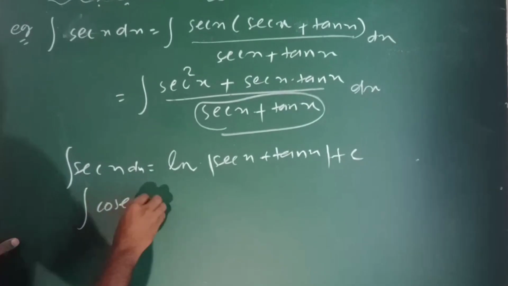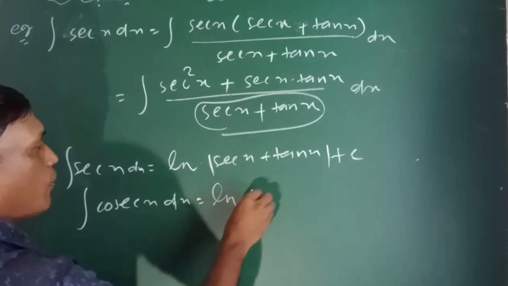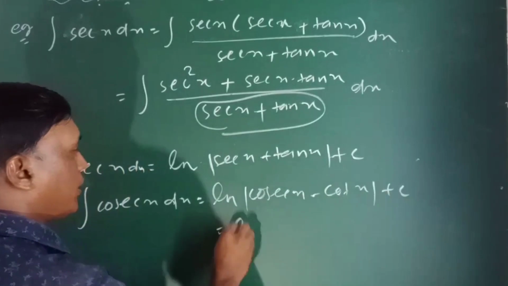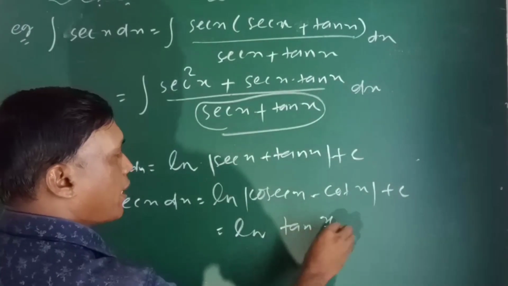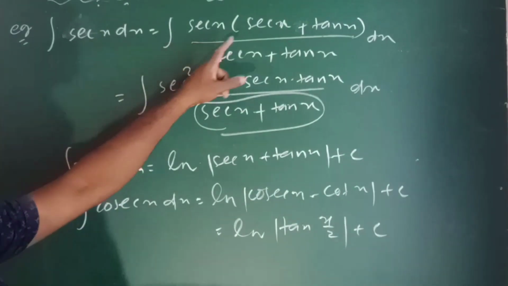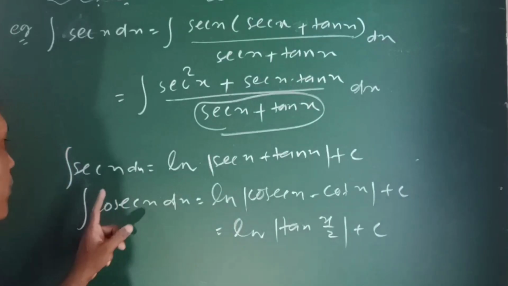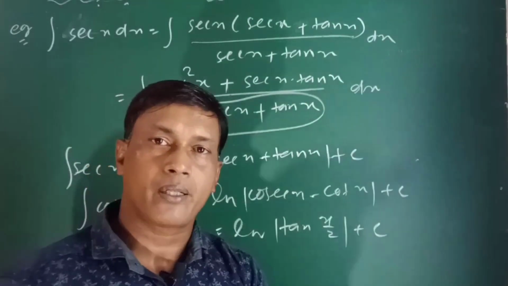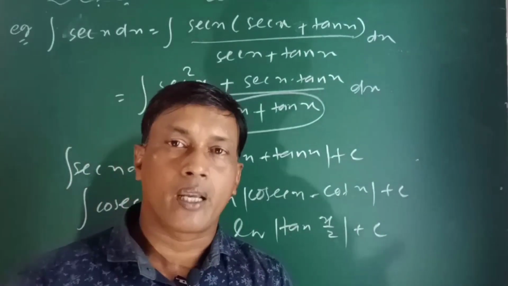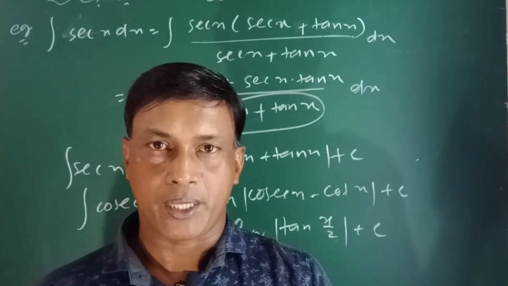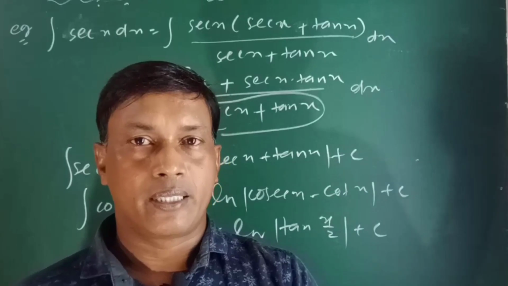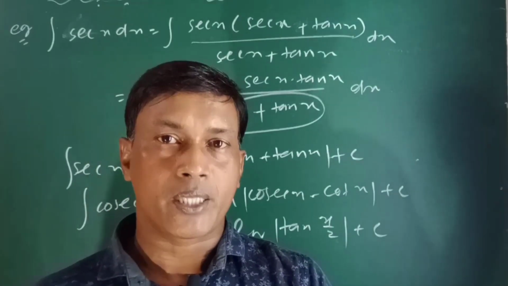Similarly, you can find that the integration of cosec x is ln of cosec x minus cot x plus c, or this is also ln tan x by 2 plus c. That means for sec x you multiply and divide by sec plus tan, but in case of cosec x you have to multiply and divide by cosec minus cot. These are the important formulas which are evaluated by the method of substitution. By applying the method of substitution, we found the integrals of the four trigonometric functions tan, cot, sec and cosec.